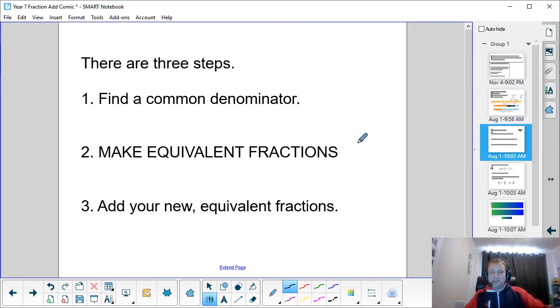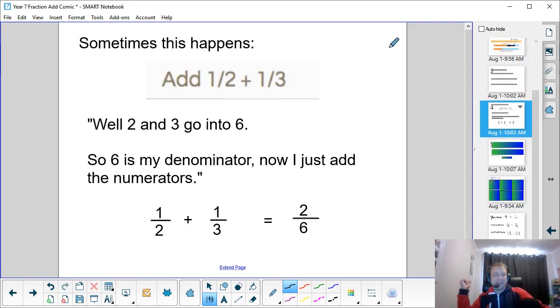Once we've got that common denominator, we can then make equivalent fractions of the original ones. So turning a half into its equivalent in sixths and a third into its equivalent in sixths, and then we can finally add them together. It's really hard for us teachers sitting at home to fix and catch and correct every different type of mistake that you guys will be making with your fractions because the work's getting harder. There probably are a few mistakes being made.